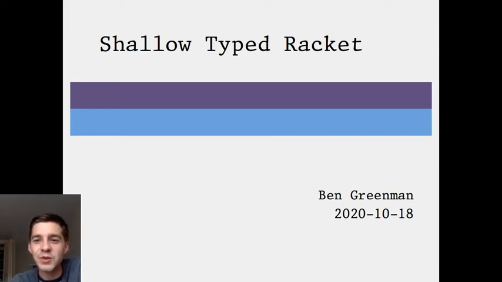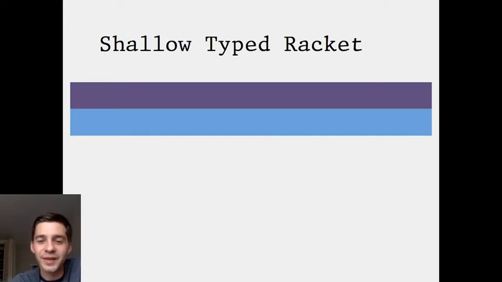I'm a PhD student at Northeastern University, and I'd like to tell you about a language I've been working on called Shallow Typed Racket. Shallow is an alternative to normal deep typed racket, and the pitch is that shallow gives you the same types but weaker, and I'll explain why that's a good thing.